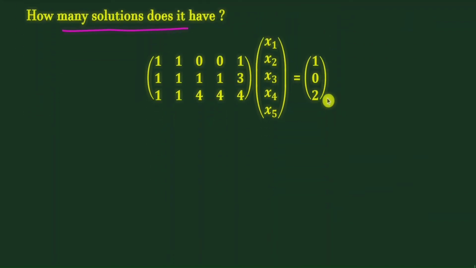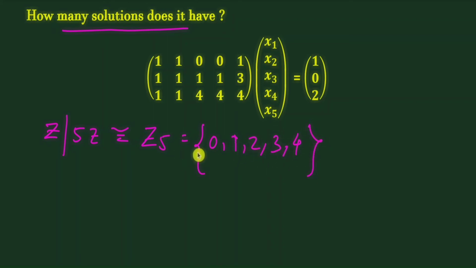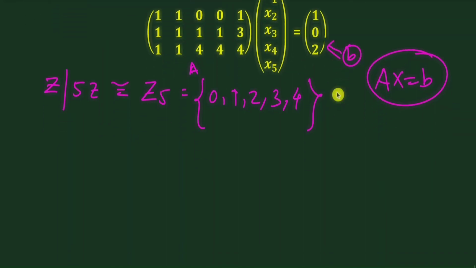So first we note that Z by 5Z is equivalent to Z5. The elements of Z5 are 0, 1, 2, 3, 4. Given a system Ax equals b, where A is the coefficient matrix, x is the vector, and b is this matrix B. Now we write the augmented matrix.